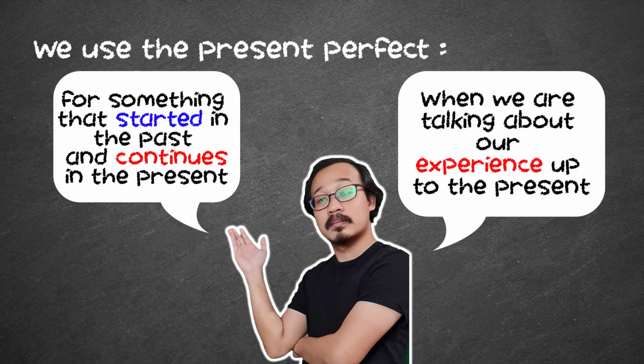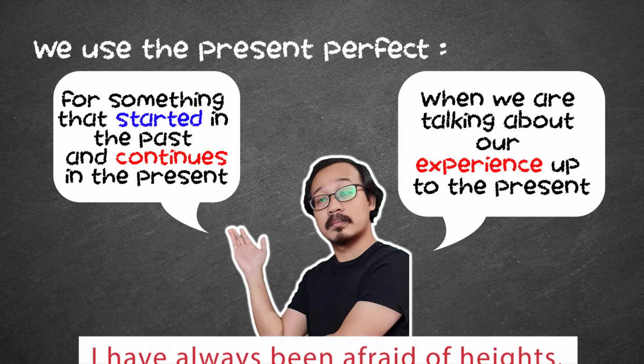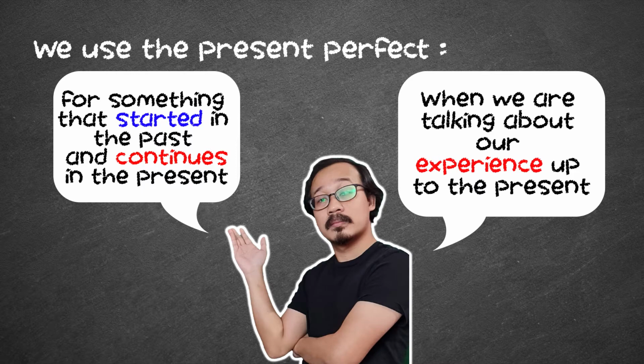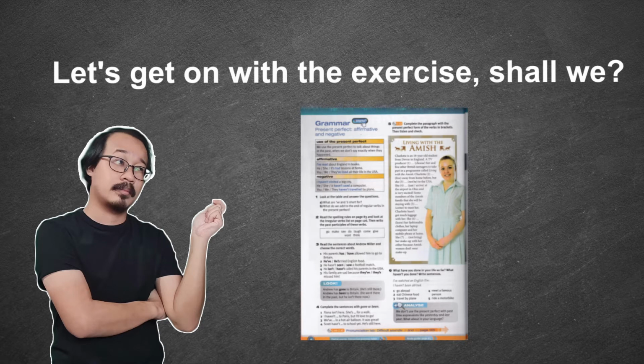Another condition in which we can apply this form of verb tense in our conversation is when we are talking about our experience up to the present. For example, this sentence, I have always been afraid of height. Now, from this sentence, we know that the person is afraid of height and has always been afraid of it since always. Now, let's look at the exercise and see how well we understand this topic.